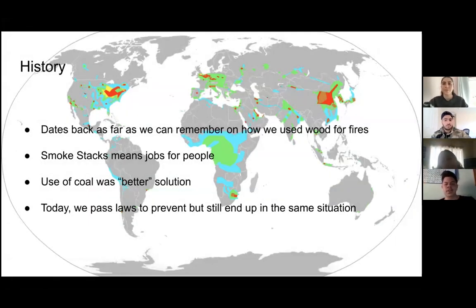History of air pollution. Air pollution has been around as far back as people learned to burn wood for fires. In the late 1800s, the idea of seeing smoke coming out from the stacks meant jobs for people. This issue became a major problem for the health of citizens. People were leaving the cities to get away from the contaminated air.